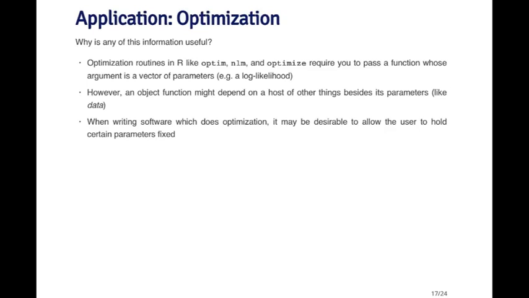But in statistics, this objective function that we're trying to minimize or maximize, such as a log likelihood, is going to depend on other things besides just the parameters that you're optimizing over. In particular, it's going to depend on things like data. So the question is, how do you specify a function that depends on parameters and data and perhaps many other things in a clean way, write it in a readable programming style, and make it easier for the user to use these types of functions? Furthermore, when you're doing these kinds of optimizations, in many cases it's useful to hold certain parameters fixed. For example, fix a parameter to a certain value, then optimize over the other parameters.